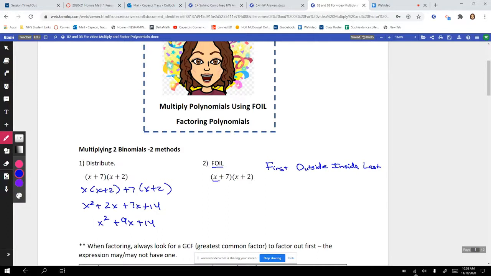So again, first is x times x, which is x squared. Outside is plus 2x. Inside is plus 7x. And our last is plus 14. Combine our like terms, and I have x squared plus 9x plus 14. So as you can see, we get the same answer. It's just a matter of the method that you would like to use.